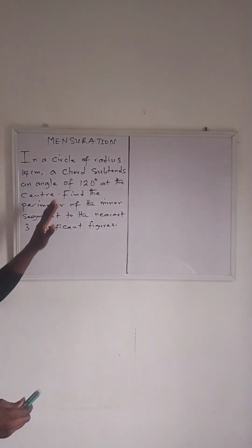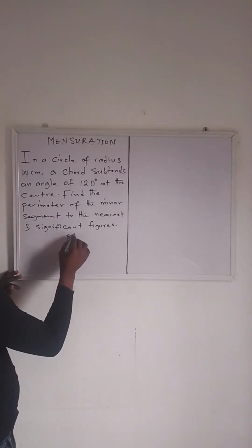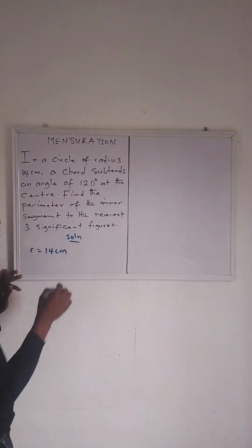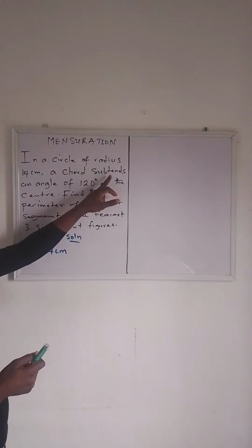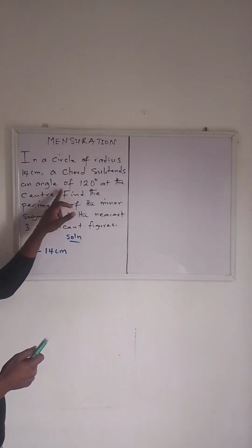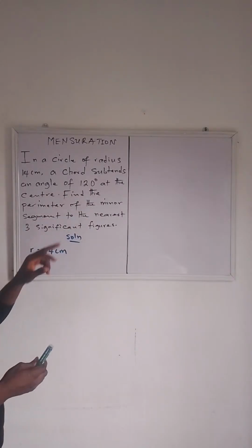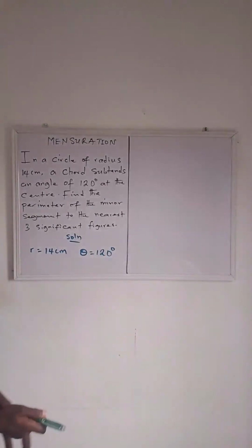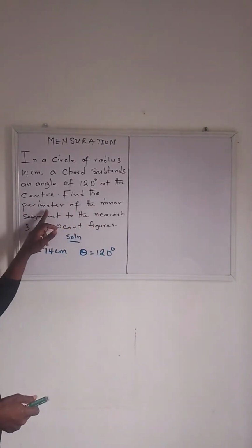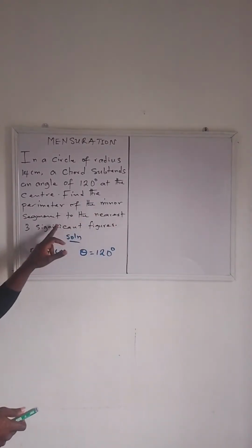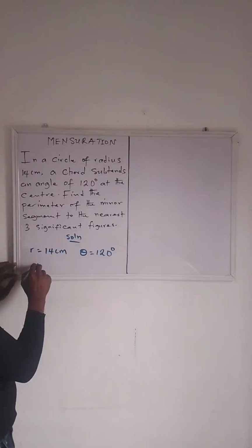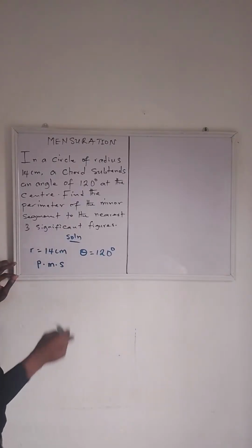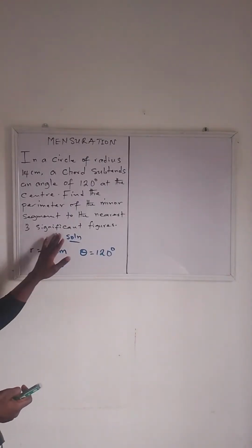Now, in a circle of radius 14 centimeters, so we are given 14 centimeters, a chord subtends an angle of 120 degrees at the center. So our theta, which is the angle, is 120 degrees at the center. Now the question wants us to find the perimeter of the minor segment to the nearest three significant figures.